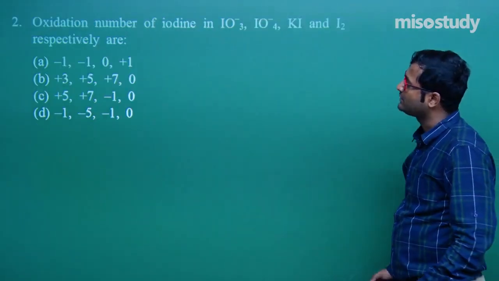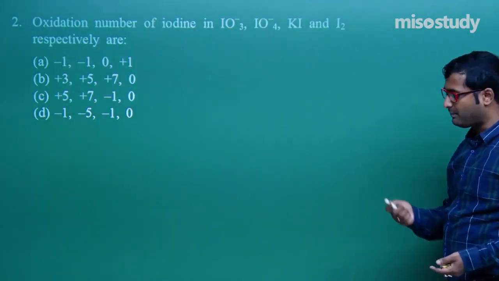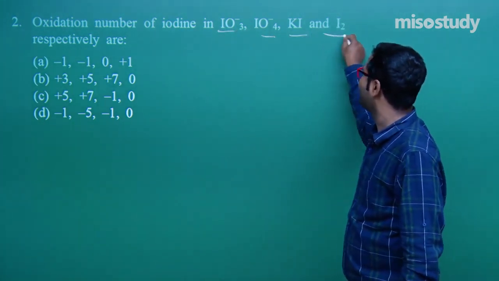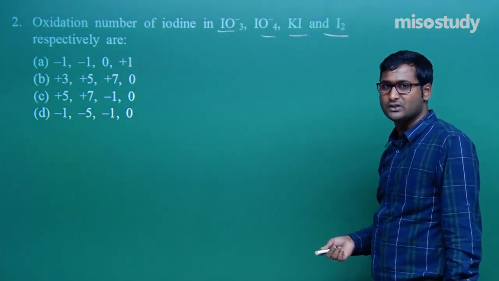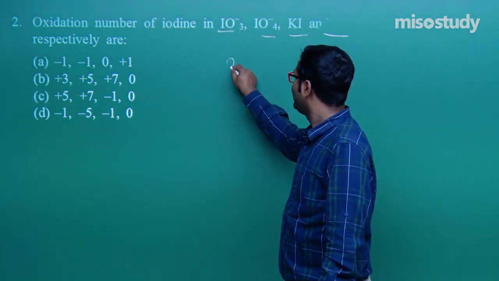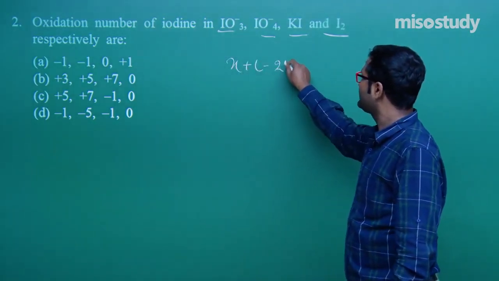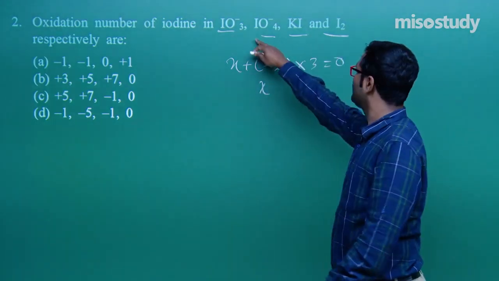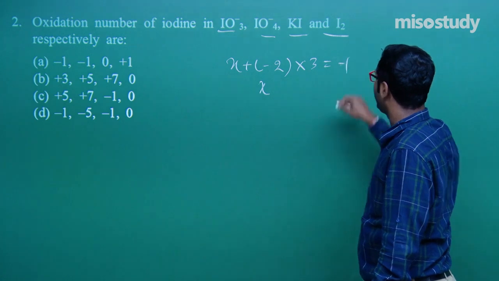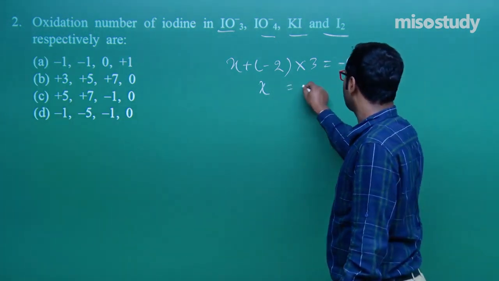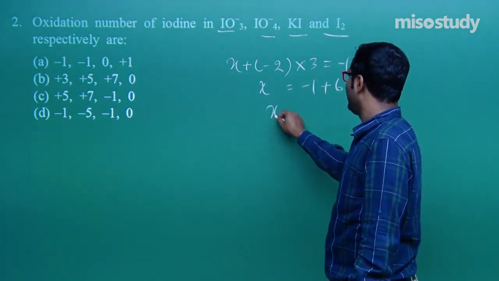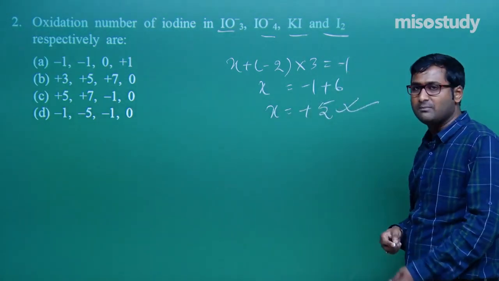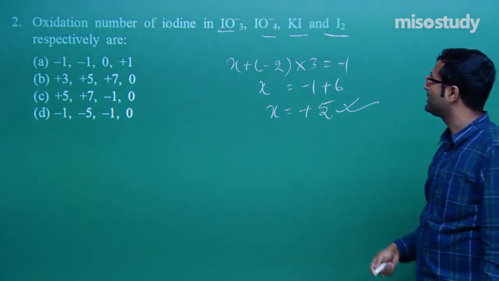Now the next question is the oxidation number of iodine in IO3 minus, IO4 minus, KI and I2. This is one of the simplest questions you can easily solve. For IO3 minus: x plus minus 2 into 3 is equal to minus 1, so x is equal to minus 1 plus 6, x is equal to plus 5 oxidation state.